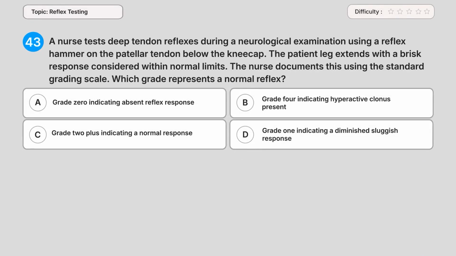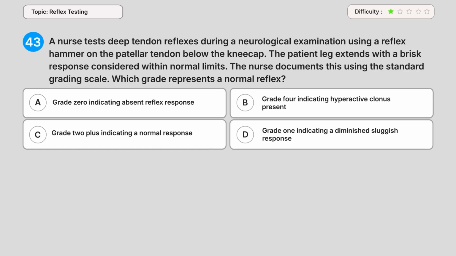43. A nurse tests deep tendon reflexes during a neurological examination using a reflex hammer on the patella tendon below the kneecap. The patient's leg extends with a brisk response considered within normal limits. The nurse documents this using the standard grading scale. Which grade represents a normal reflex?